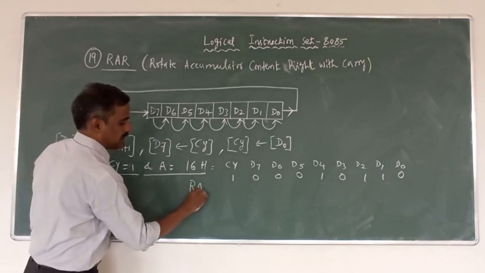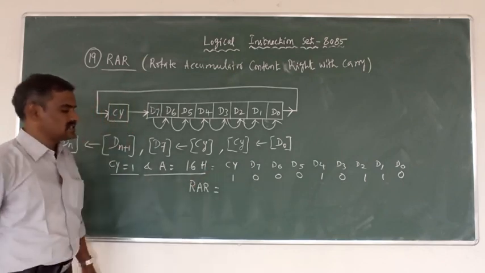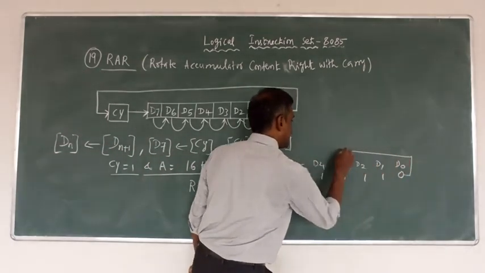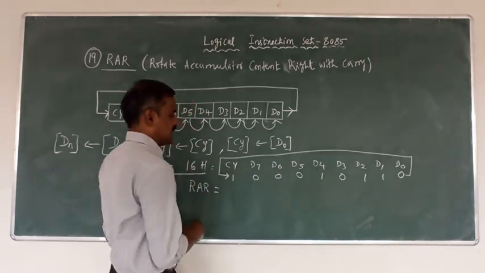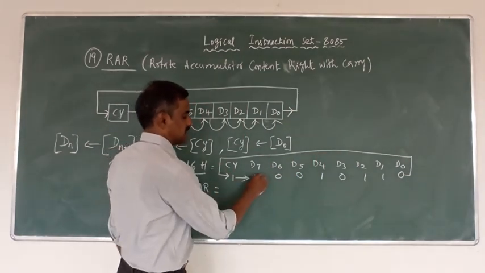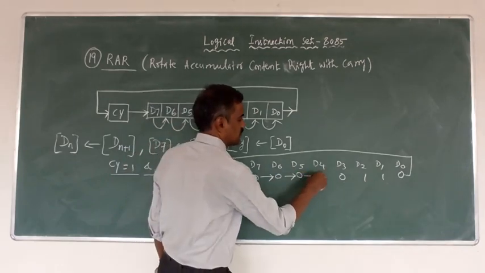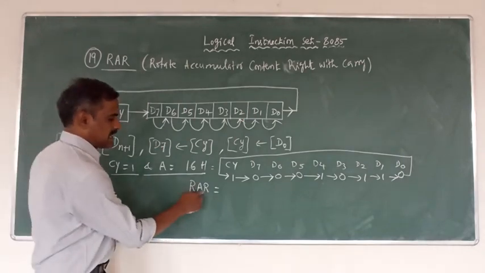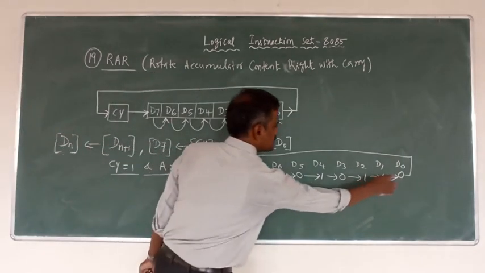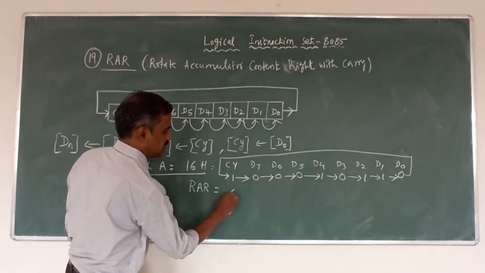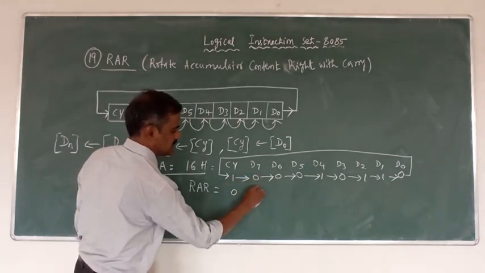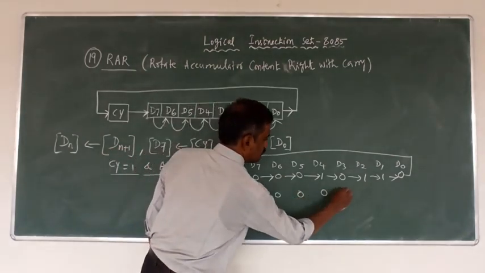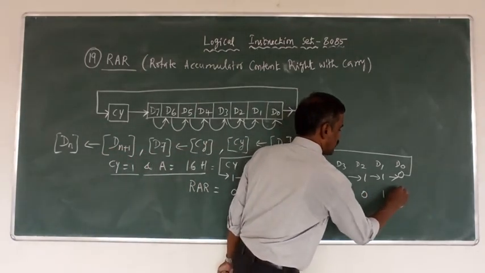After RAR, which means rotate accumulator content right, the D6 bit position data moves to the carry and the carry data moves to D7, D7 to D6, D6 to D5. Like that it will move by a single bit position. After RAR, in the accumulator result, the D6 data moves to carry. Now the carry will be 0. The carry data moves to D7, 1. D7 data moves to D6, 0, 0, 0, 1, 0, 1, 1.